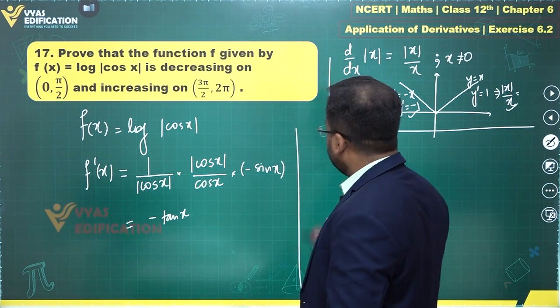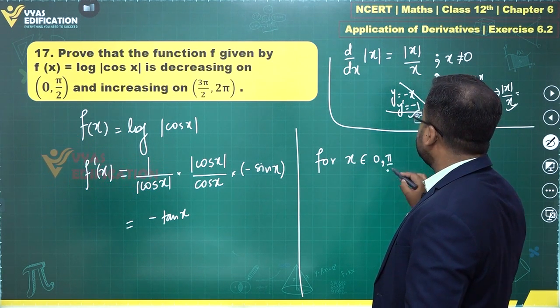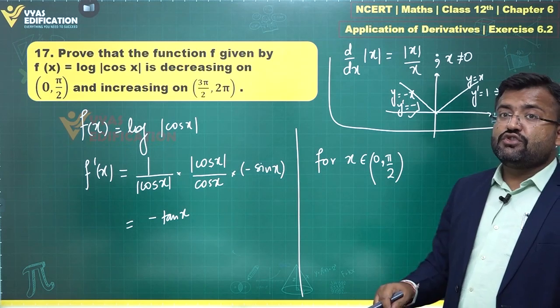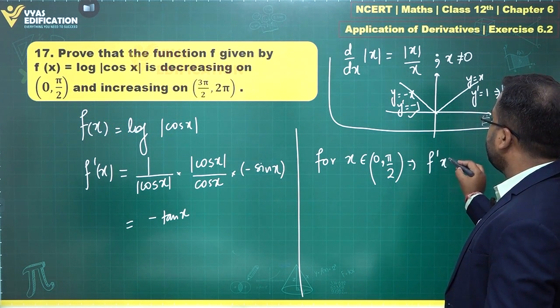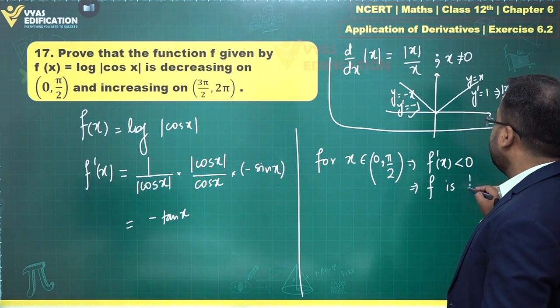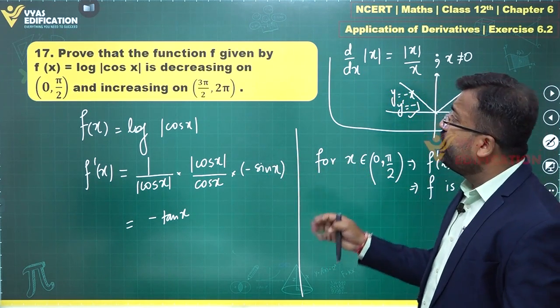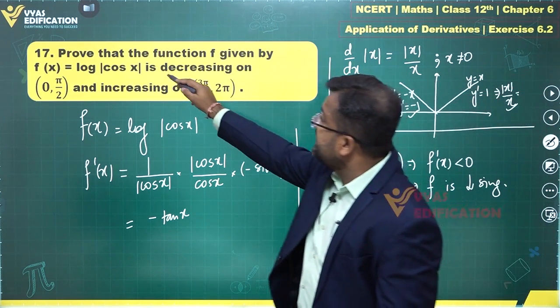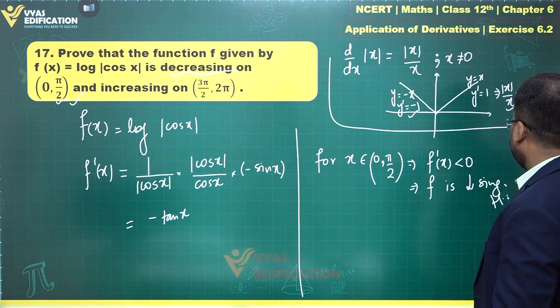For x belongs to 0 comma pi by 2. In this interval, tan x is positive, so minus tan x will be negative. This gives me f prime x will be less than 0. This tells me that f is decreasing in this interval. And was that what we wanted to prove? The function given by this is decreasing on this interval. Yes, this is what we wanted to prove. That's the first part of the question.